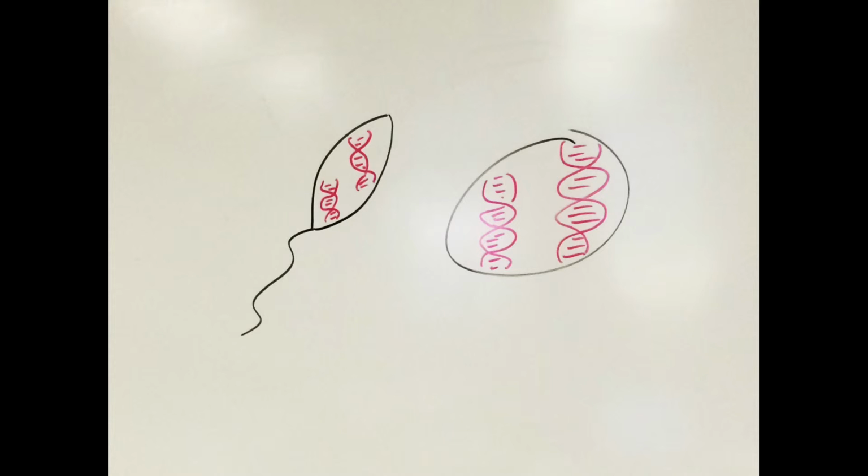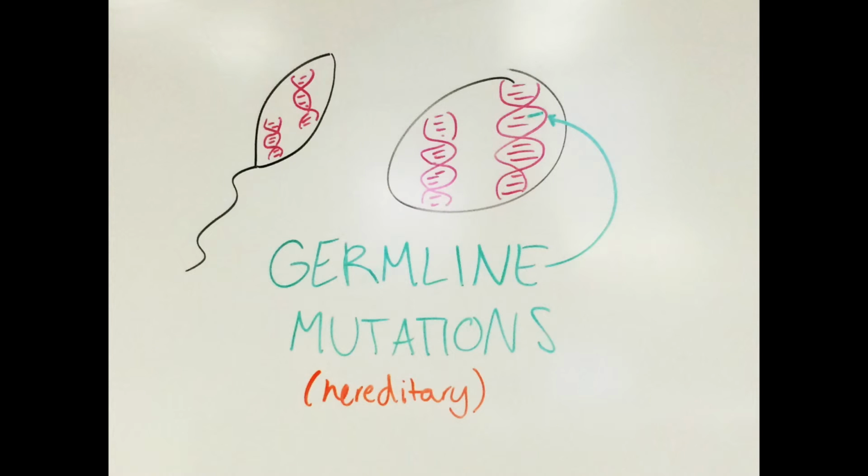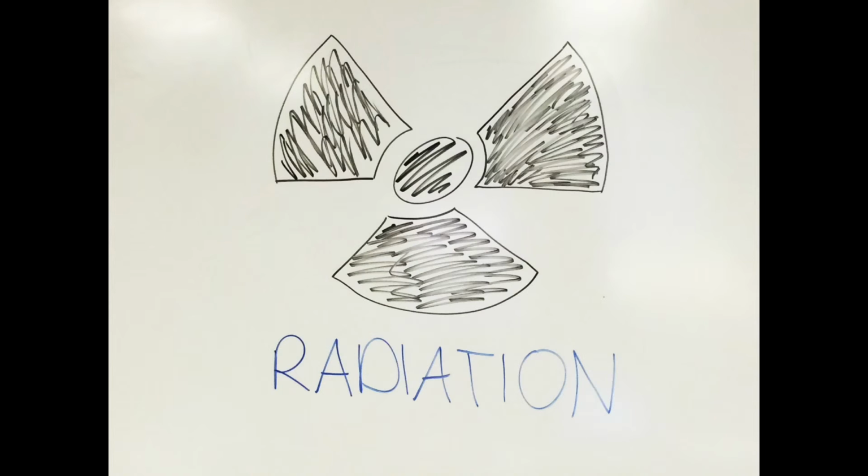Hereditary or germline mutations are mutations present in egg and sperm cells. Acquired or somatic mutations occur after birth, often due to environmental causes such as UV radiation. Most disease-causing mutations are extremely rare.